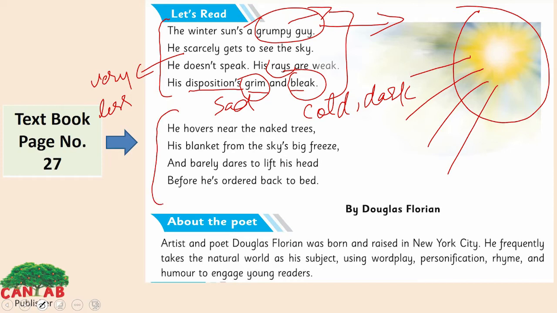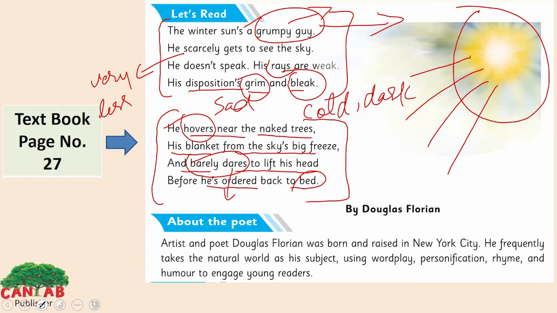Look at the second stanza here. He hovers near the naked trees. Hovers means roaming, moving around in the air. His blanket from the skies, big freeze, and barely dares to lift his head. Barely means very little. Dare means to have the courage to lift his head, before he's ordered back to bed. When his time comes to go to bed, to the east.